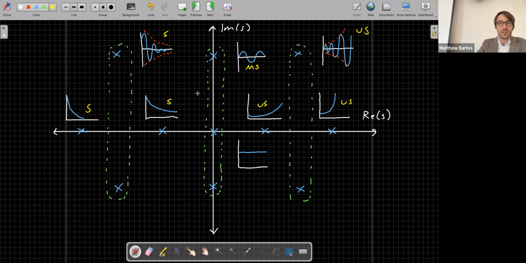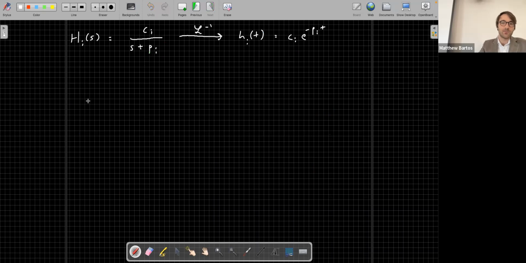Yeah. So just to be clear, this is corresponding to this. Let's look at what this does. If we have a pole at the origin, we have that our transfer function is equal to Ci over S. If we take the inverse Laplace transform of that, we get what? Ci times the step function, right?